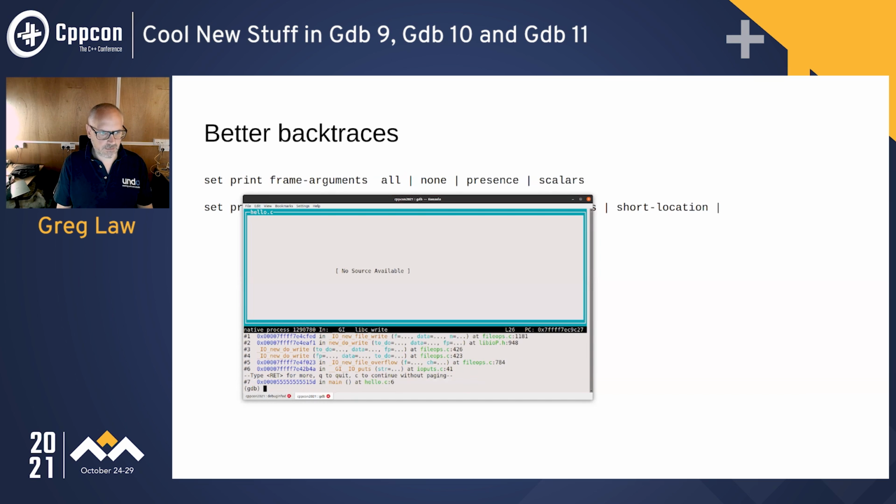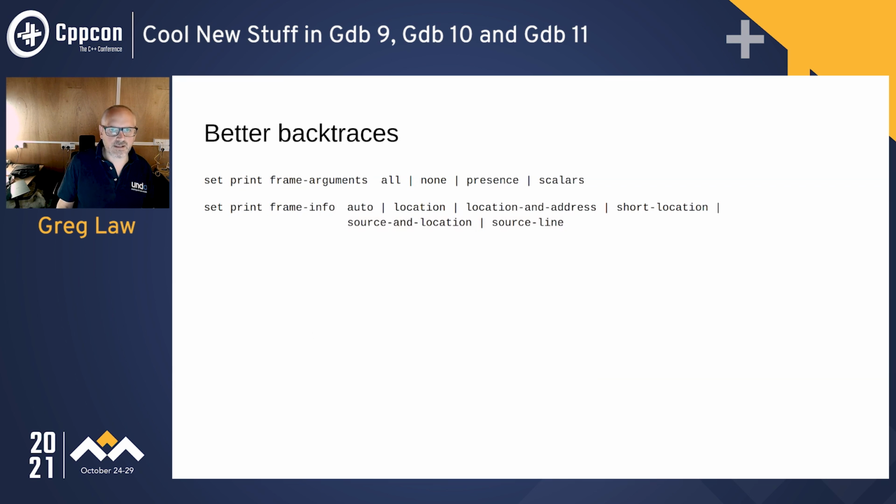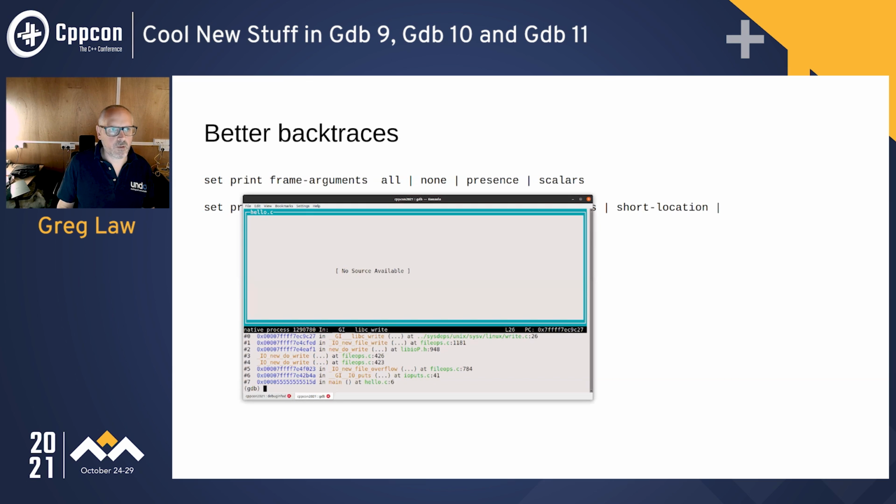I could actually get less than that with presence. And now it just says yes, there are some arguments, but I'm not going to tell you what they are. So it makes my backtraces maybe more readable, maybe less, depending on what I'm doing. With scalars, you'll notice, you can stop it trying to print any if you're passing in structures or classes. There's similar stuff on the frame info, so I can configure that. I'm not going to go through all this. You can figure out what this is, and certainly now you know it exists. So if you find GDB's backtrace printing a little bit verbose, or maybe not verbose enough, in the later versions you can configure that a bit more.